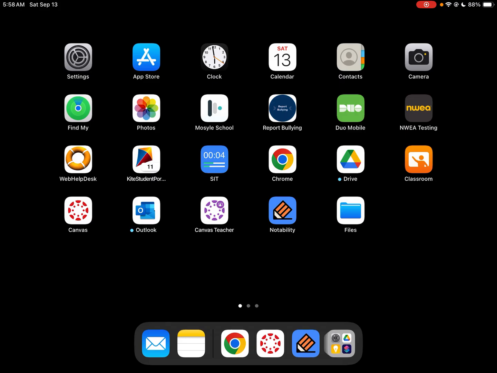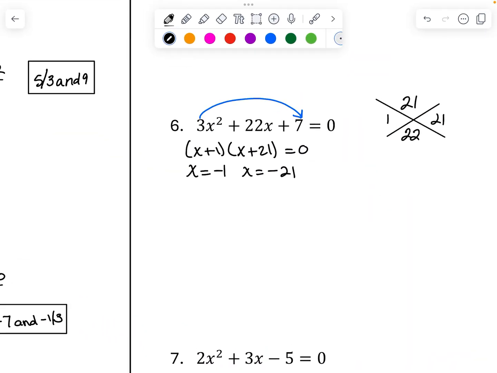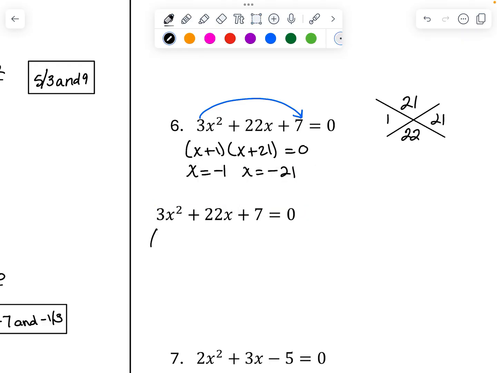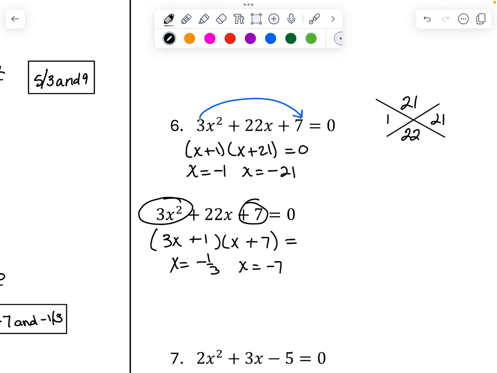Okay, let me do it the other way and see if I can figure out what my mistake is on that. All right, way number 2. Because I wouldn't do it that way. Maybe that's why. I would have 3, and I would have x, because those get you this. And then I would put 7, and I would put 1, and those would get you this. And so this would be negative 1/3, and this would be negative 7. What did I not do right?